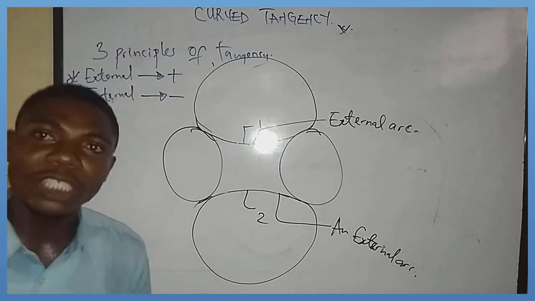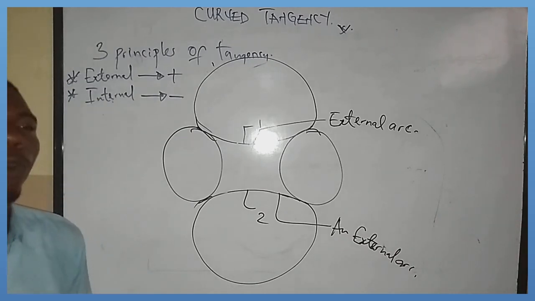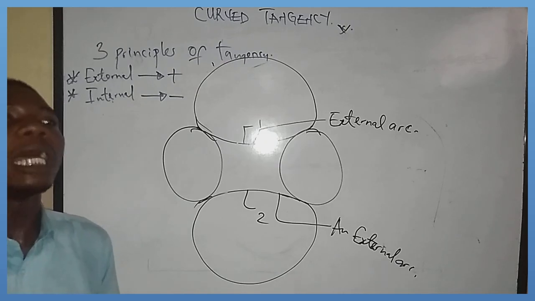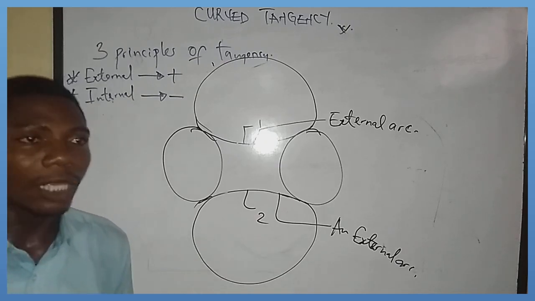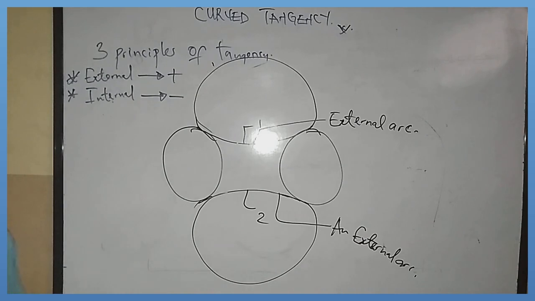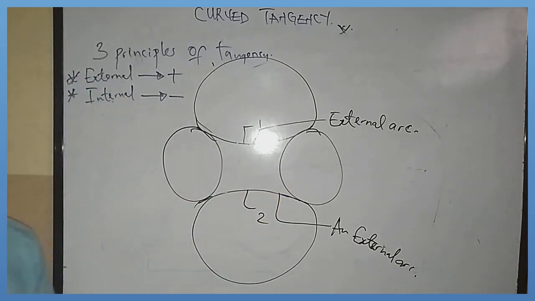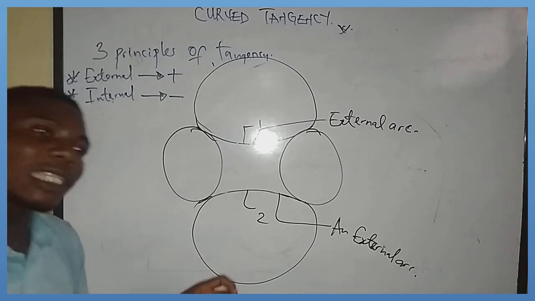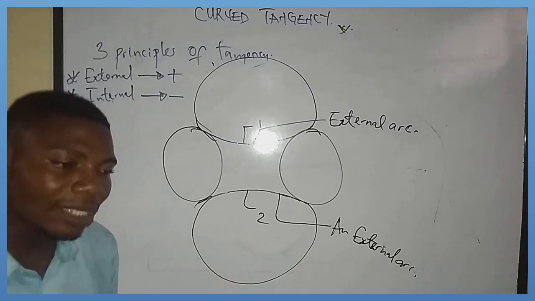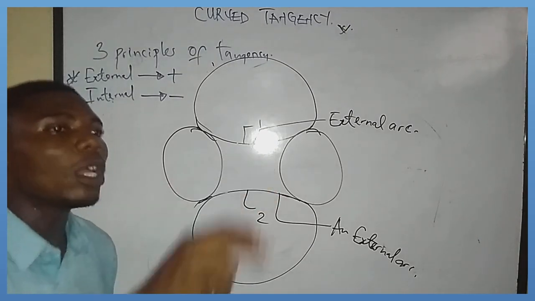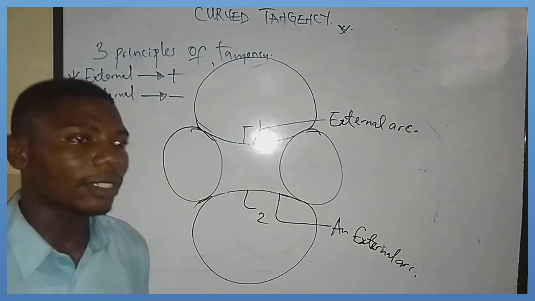Those are the things you need to deduce before attempting any problem on the principle of tangency. I assure you, if you can deduce which arc is internal and which arc is external, then you are good to go. So we are going to solve several problems together, starting from the basics. Then we keep stepping it up little by little. All right. Thank you.